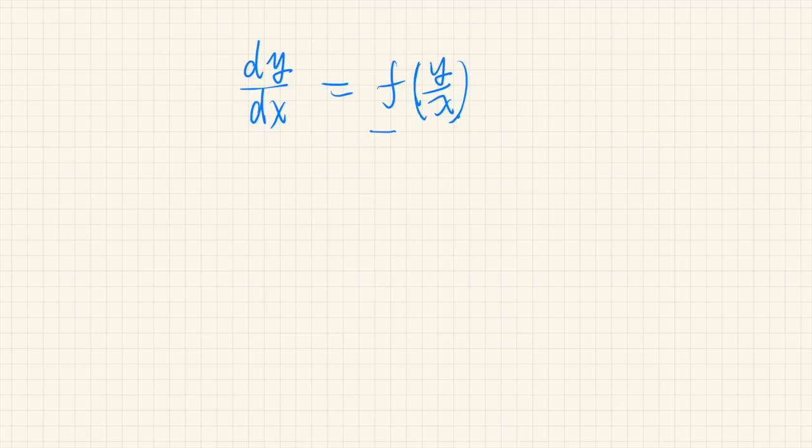Next, consider a differential equation of this form. dy/dx is equal to f of y over x. So this is a function of one variable, but the variable appears only in this form, y over x. In this case, we say such a differential equation is homogeneous. Okay, and this has a nice property.